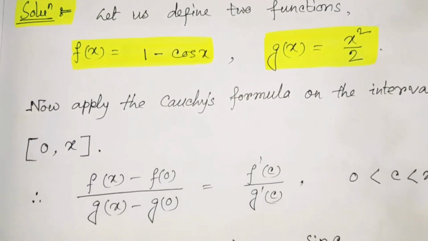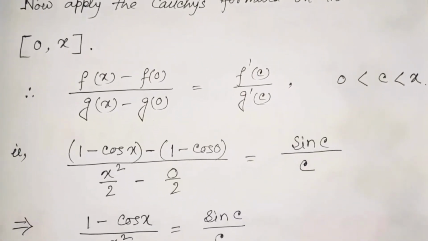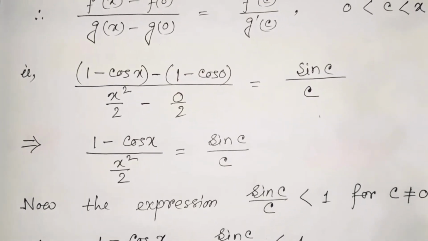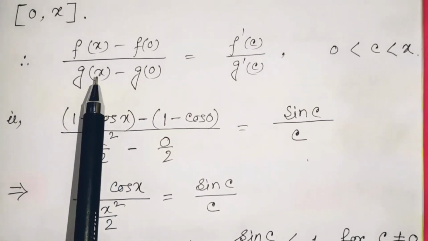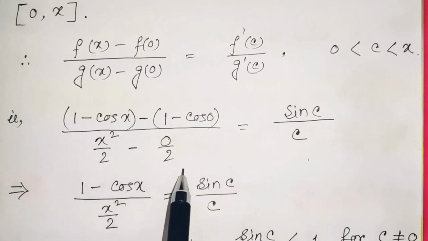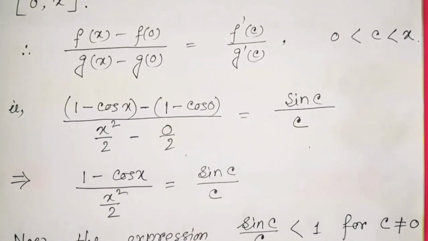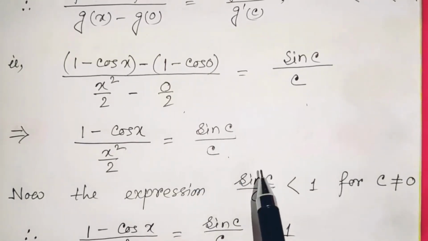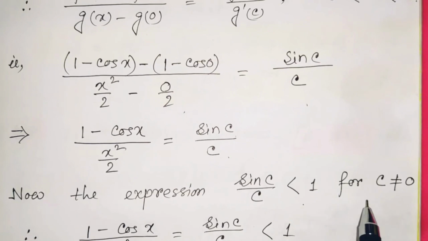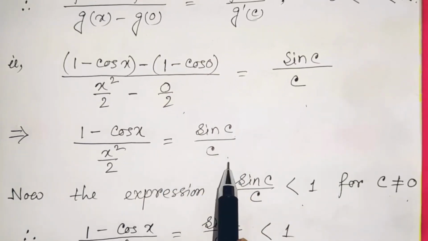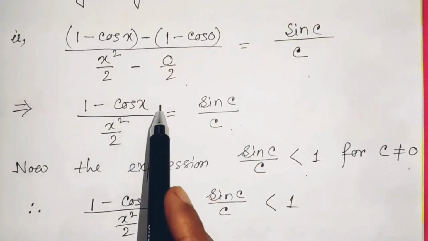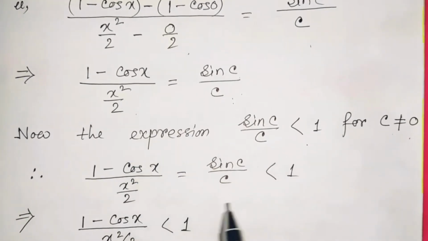Now very simple, if we apply the Cauchy mean value theorem and substitute all the values and simplify, then what do we find? Just observe, this is the formula, and if you substitute and simplify, we get that portion. Now this expression is always less than 1 for c not equal to 0. Since this one is less than 1, we can say this entire thing is also less than 1.